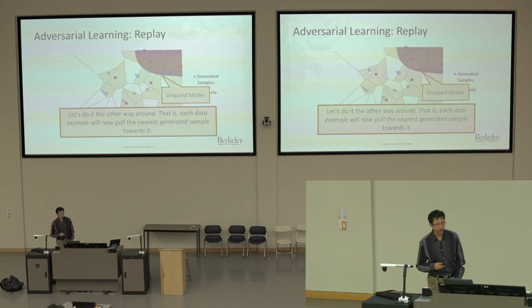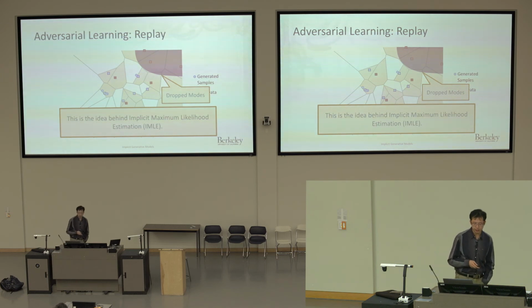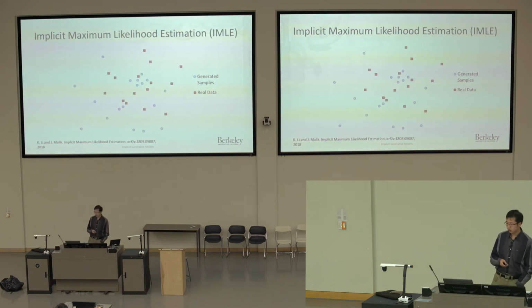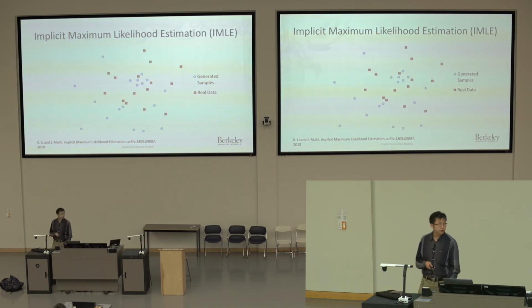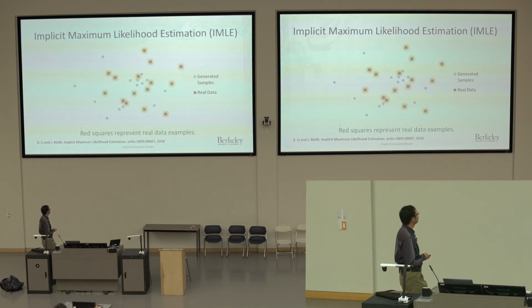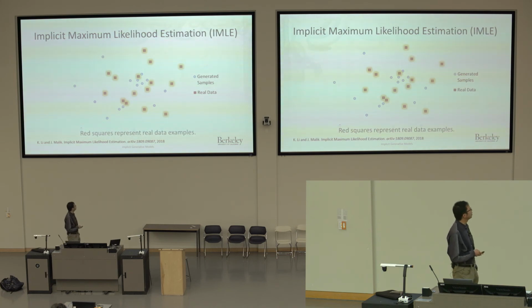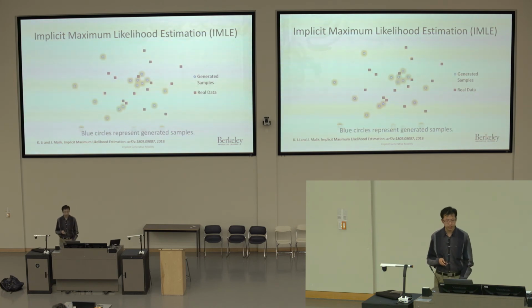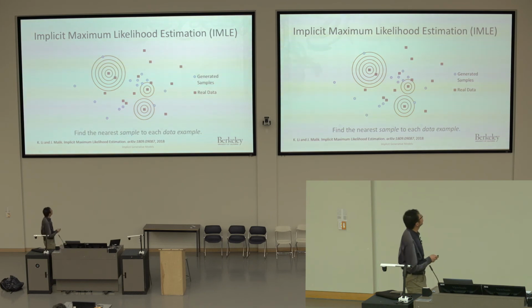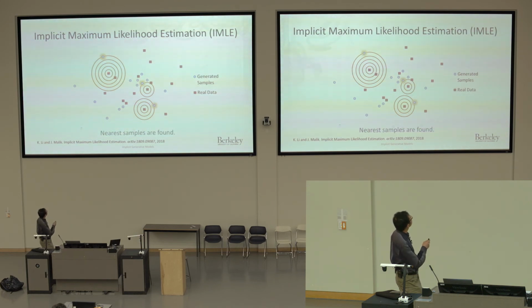So how do we actually fix this? It's actually really simple. We're just going to do things the other way around. That is, each data example will now pull the closest generated sample towards it. That's the basic idea behind our method. Let's take a look at a more concrete illustration. Again, we have the same data set as before: red squares are the real data examples, blue circles are the generated samples. In the first step, we look around every real data example and find the nearest generated sample. And so these are the nearest samples to each of the different data points here.